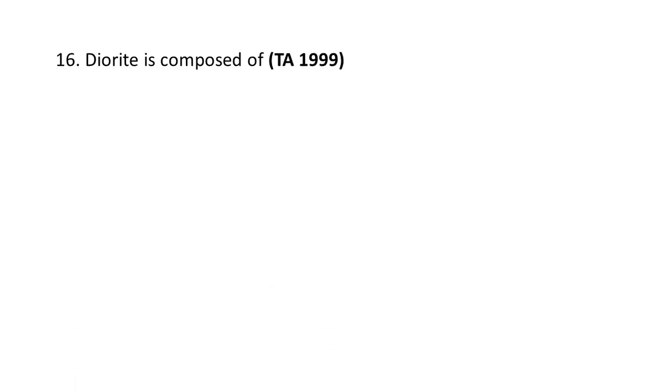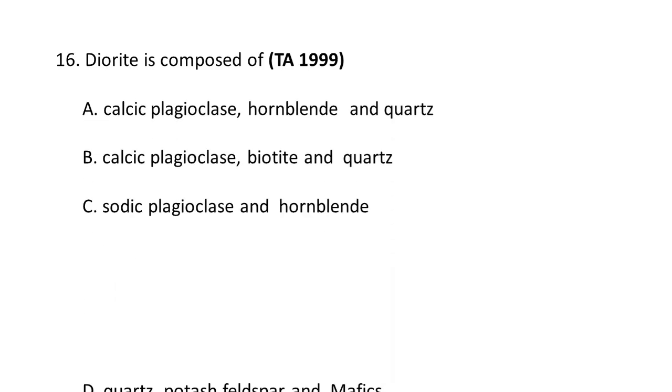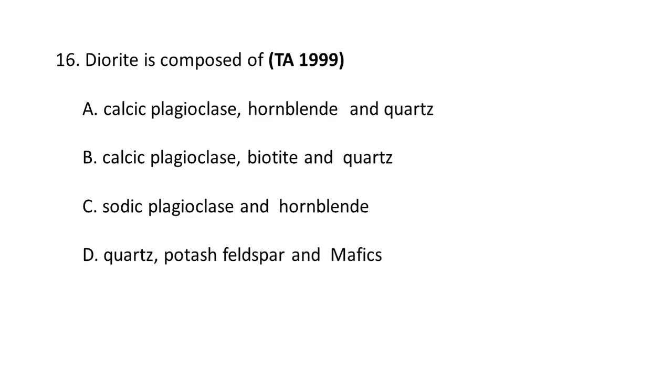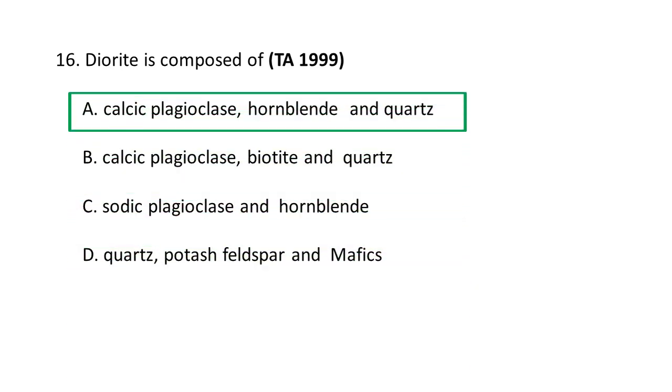Next question. Diorite is composed of A, calcic plagioclase, hornblende and quartz, B, calcic plagioclase, biotite and quartz, C, sodic plagioclase and hornblende, D, quartz, potash feldspar and mafics. So diorite is composed of calcic plagioclase, hornblende and quartz. A is the correct option.